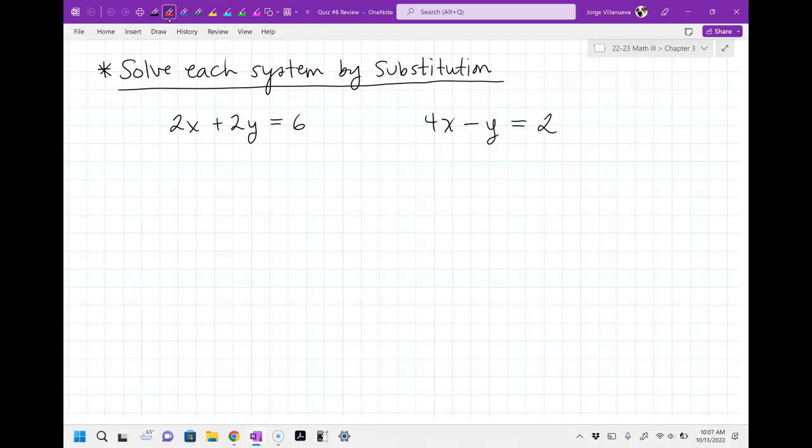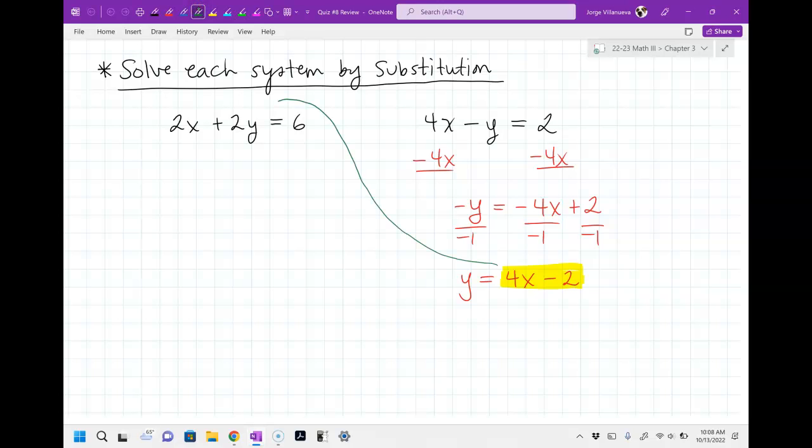Well, y looks like the easier one, right? It doesn't have any numbers next to it. It does have a negative, so you got to be aware of that. I'm going to subtract 4x on both sides. So I get negative y equals negative 4x plus 2. Now to get y all by itself, I'm going to divide everything by negative 1. So I get y equal to 4x minus 2. Here is the equation that I just solved for. This is the one I'm going to plug in to that y right there.